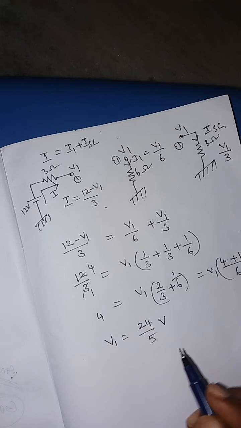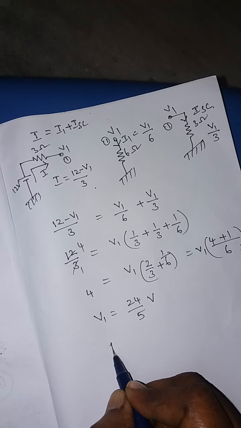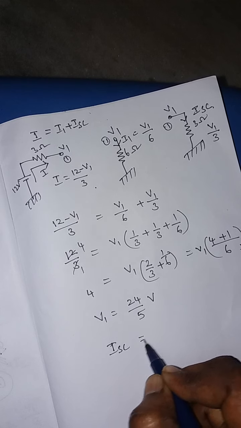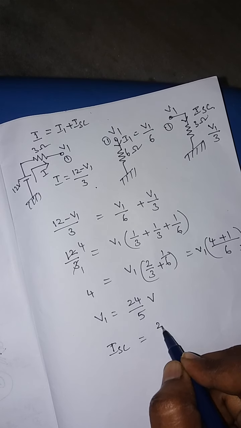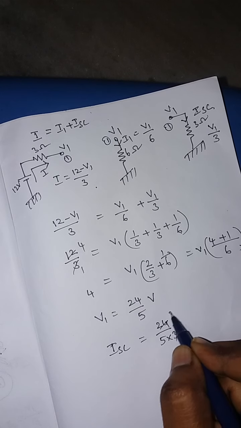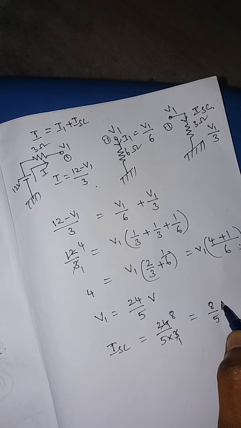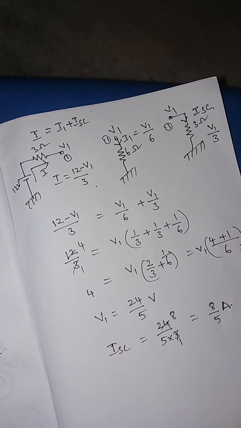24 by 5 volts. But what is ISC? ISC is V1 by 3. That means 24/5 into 1/3. 3 eights are 24. So hence ISC is 8 by 5 amperes.